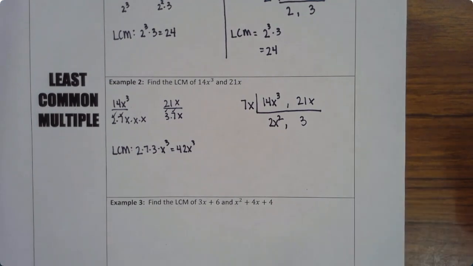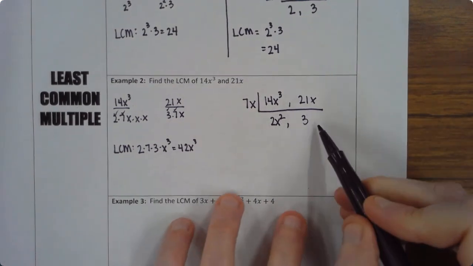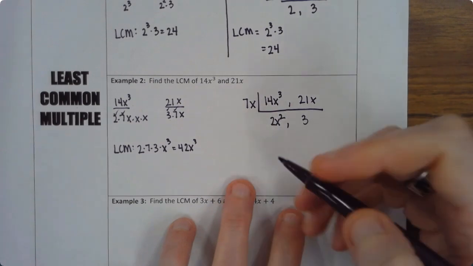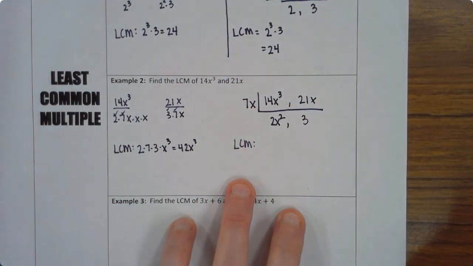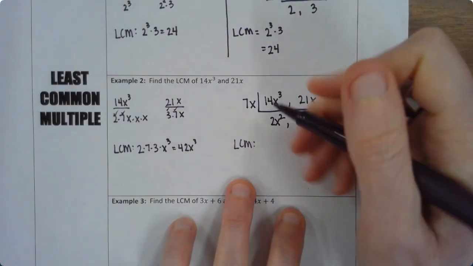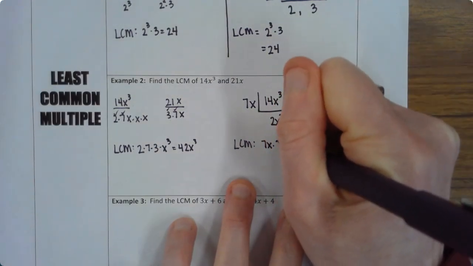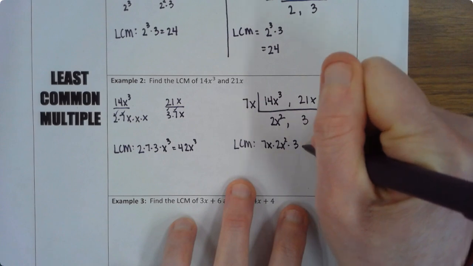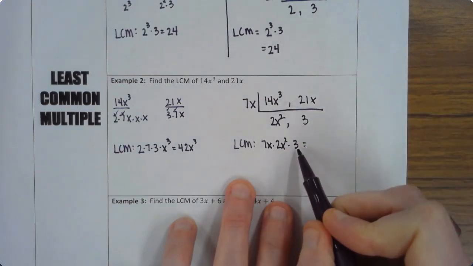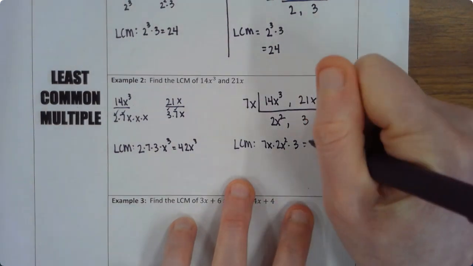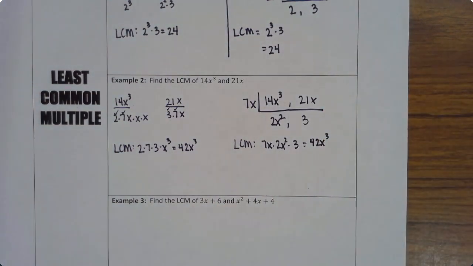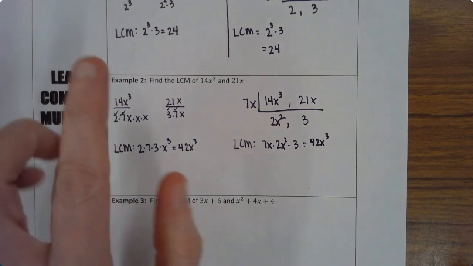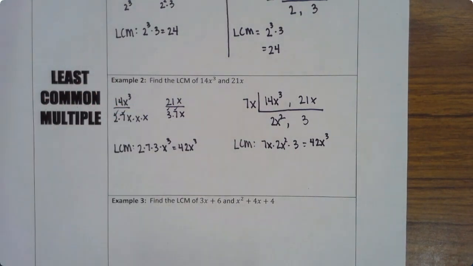And notice now, these have no common factors, so now I can just go ahead and say that my LCM would be the product of all of those outer values. So the 7x times 2x squared times 3. And again, that's going to multiply to give me my 42, and those will multiply to give me my x cubed. So you choose what method works better for you. You can do your prime factorization method. You can do the ladder method. Either way works.